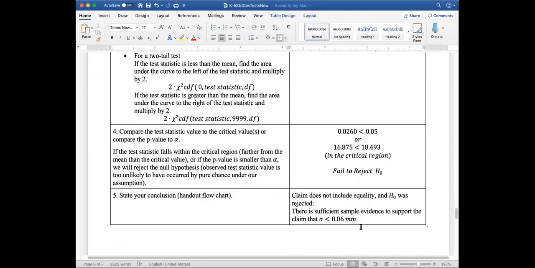And we state our conclusion, go to the flow chart. The original claim did not include equality, so we go down that first arrow. Then we answer the question, did we reject or fail to reject? And we say we rejected, so we go to the right and we say there's sufficient evidence to support the claim that, and we repeat the original claim, that sigma is less than 0.06, in this case, millimeters.